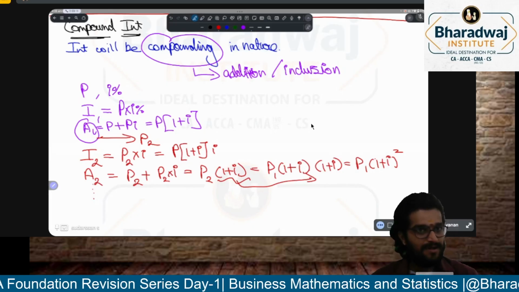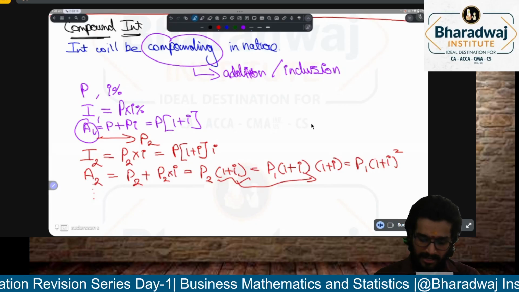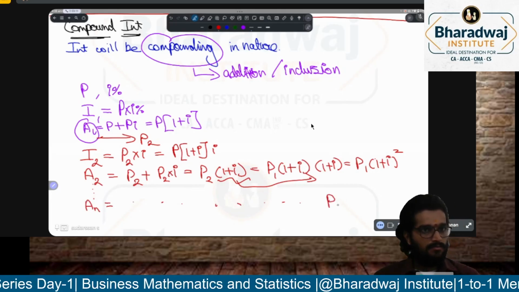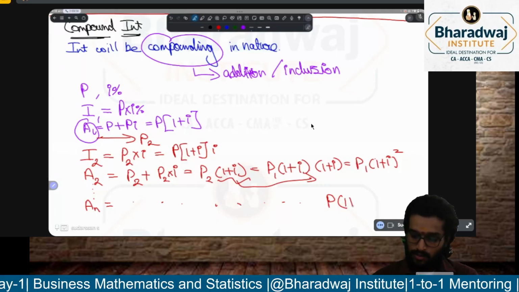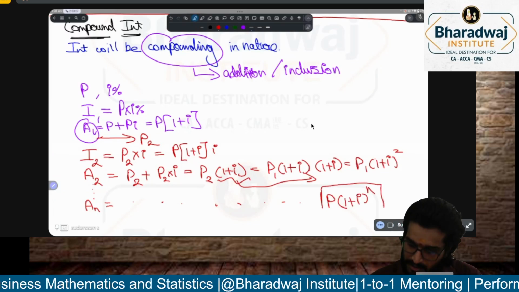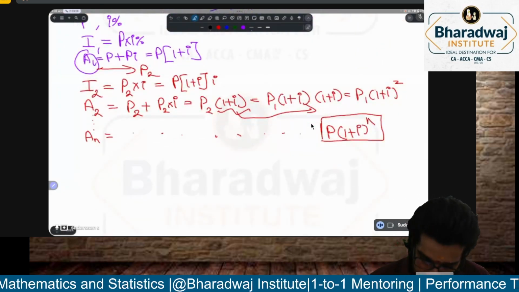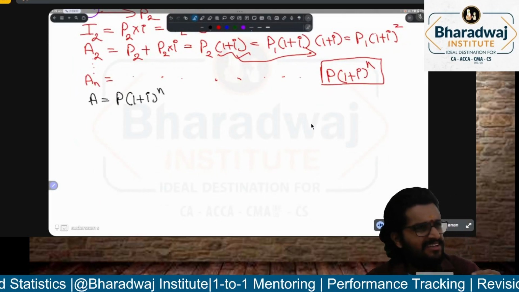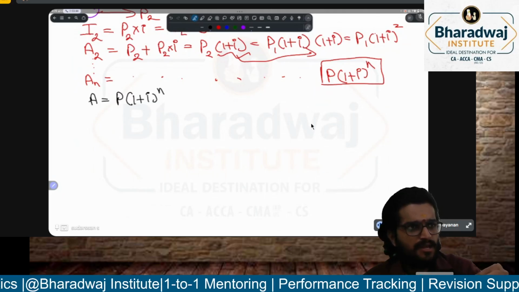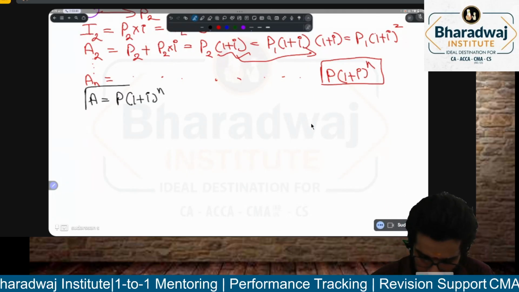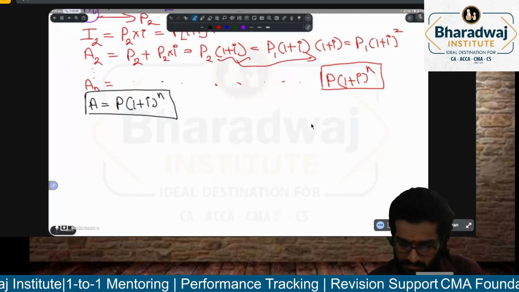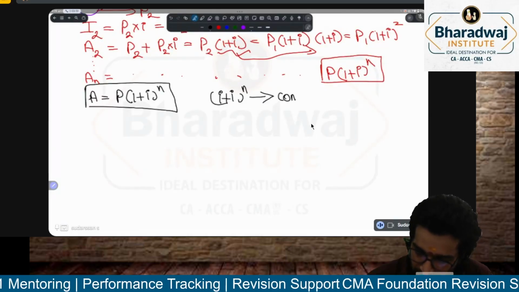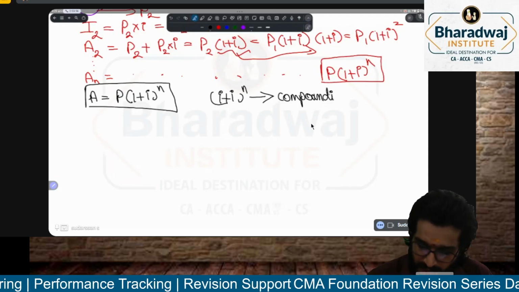If I continue in this manner, what will be the amount I will be getting at the end of nth year? The same logic applies. The initial principal P multiplied with 1 plus I the whole power n. This is the formula for amount. So what's the formula for amount in compound interest? P multiplied with 1 plus I the whole power n. In some nomenclatures it will be T. The number of years will be represented as T. This 1 plus I the whole power n, I call it the compounding factor.